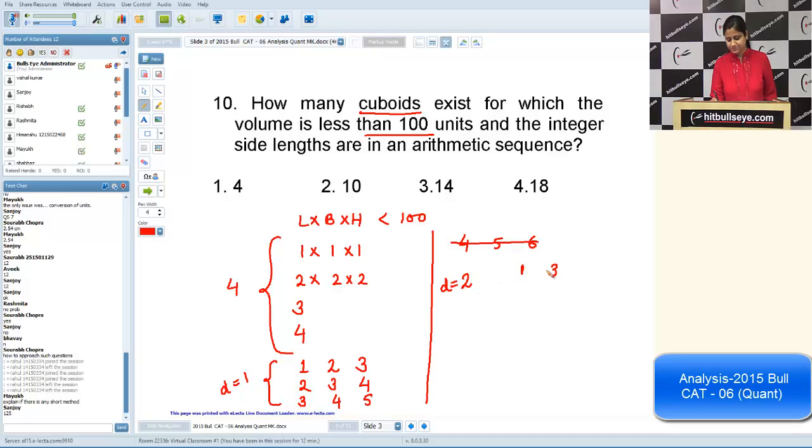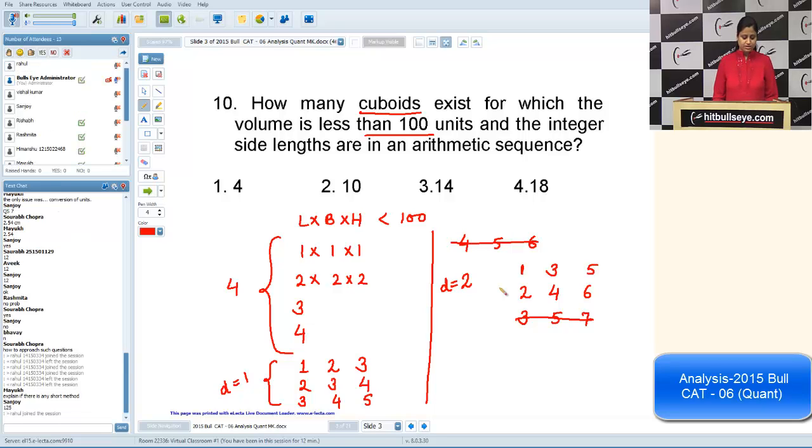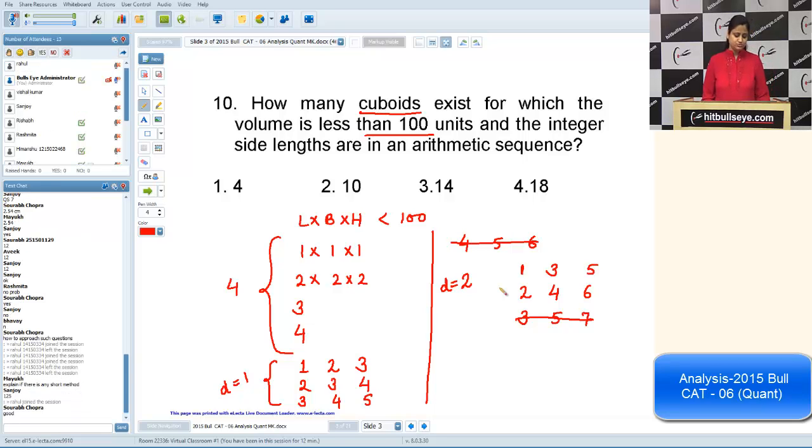So we can consider 1, 3, 5. The volume is 15 here, which is in our range. We can consider 2, 4, 6, again in our range. We can consider 3, 5, 7. What about this? This is not in our range because this is 105, not acceptable. So in the same manner, we'll count all the possible cases. Is it okay, guys? Mayuk, this is the best way to do these kind of sums. Okay, let us move further.